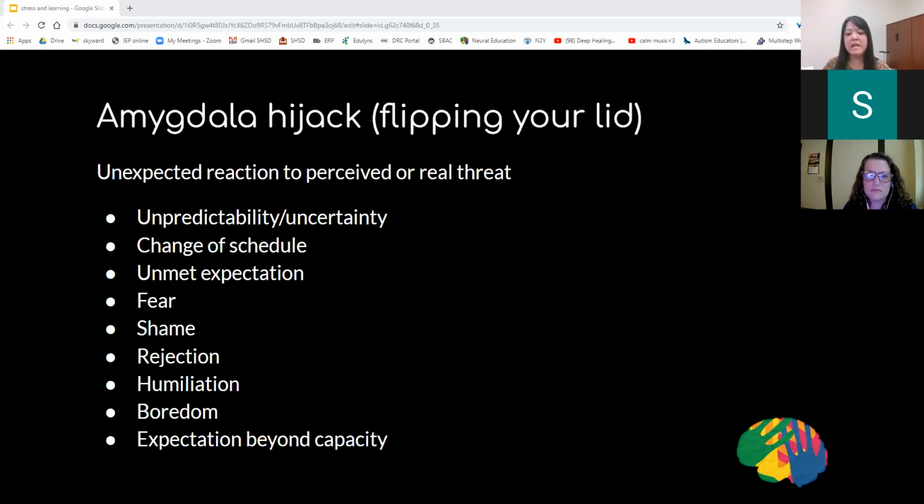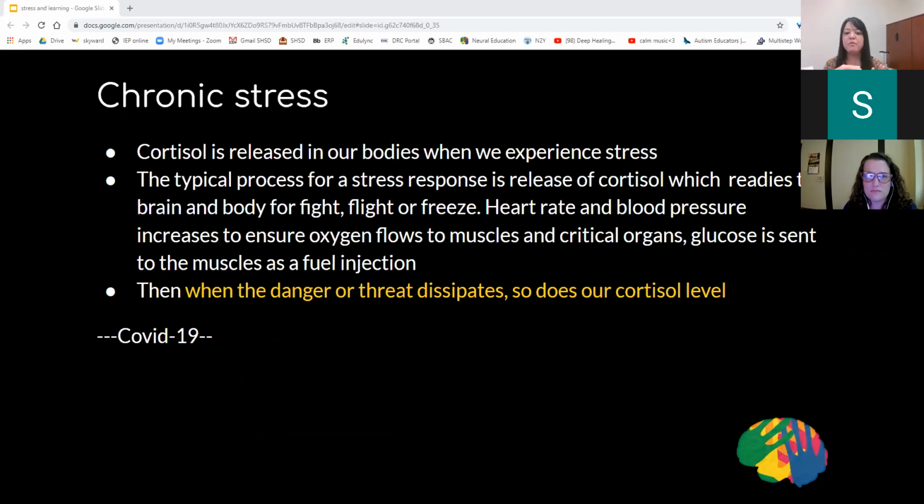In addition to amygdala hijack, I want to also talk about chronic stress. And so flipping your lid, or amygdala hijack, is a description of a stress response in our brains. At the same time, this amygdala is sensing or interpreting threat. What happens is we feel this rush of adrenaline through our body. Our adrenal glands release adrenaline, release cortisol into our bloodstream. That's in order to make our muscles ready to fight, flight, or freeze, and to increase our energy load so that we can do what we need to do to keep ourselves safe.